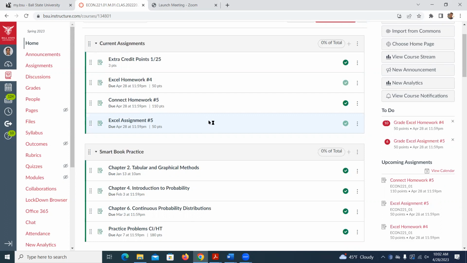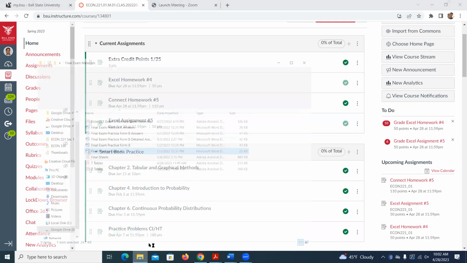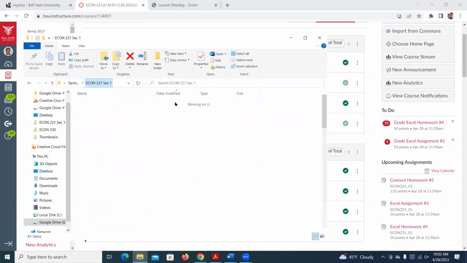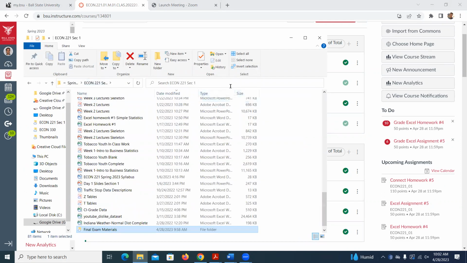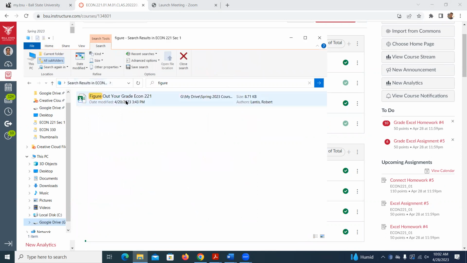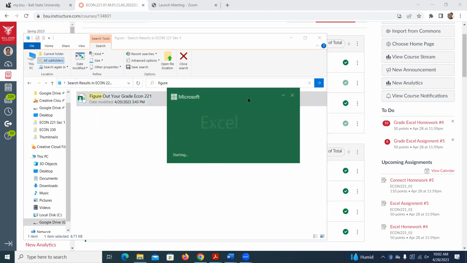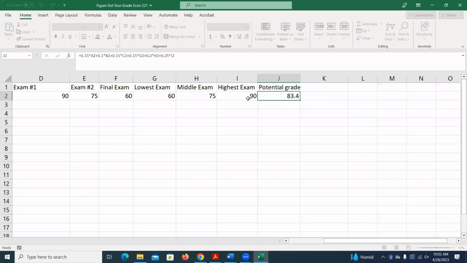Those will be things that you could use in... Let me see if it's in here. There it is. So that figure out your grade tool is on the files tab on Canvas, right?